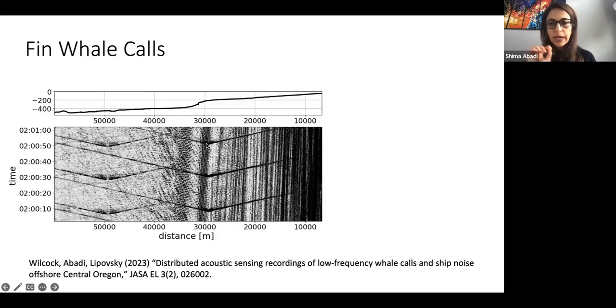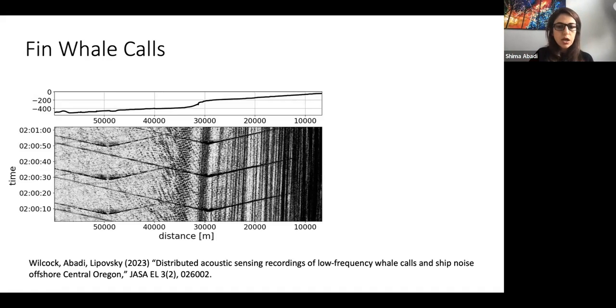The tip of the V-shape shows where the animal was closest to the cable. So there was probably an animal closest to the cable at about 30 kilometers from the shore, and there was another one at about 50 kilometers from the shore. And the channels here received the signal first, the channels further away received the signal later, and that's why you see this pattern of straight lines. And the slope of this line is about 1500 meters per second, which is equal to the average speed of sound underwater.